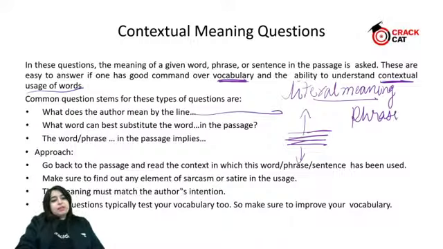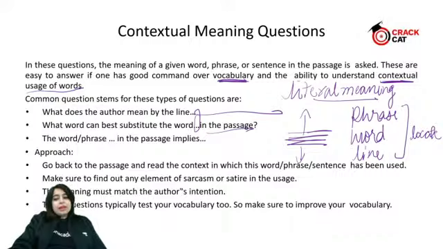For example, another question stem is the word that can best substitute the word dash in the passage, or the word or phrase in the passage implies this. So the moment we are met with a particular phrase or a word or a particular line which is being denoted in the question, we try to locate them in the passage. Once we are done locating them, after that we have to read a line above and read a line below.